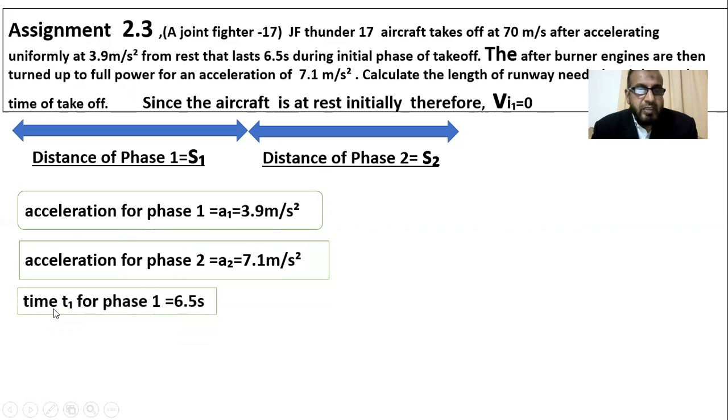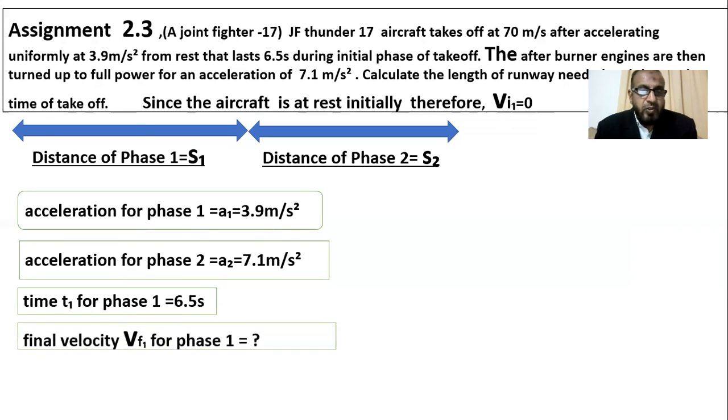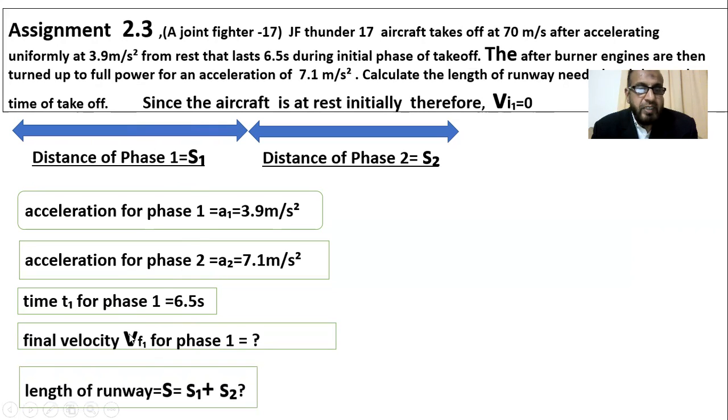Time taken T1 for phase 1 is 6.5 seconds. During this time, the distance covered by the aircraft is S1. This is the first phase distance. Then the final velocity for the first phase, at the end of the first part of the runway, will be Vf1. We will find this first. We will also find the length of the runway, which consists of two parts.